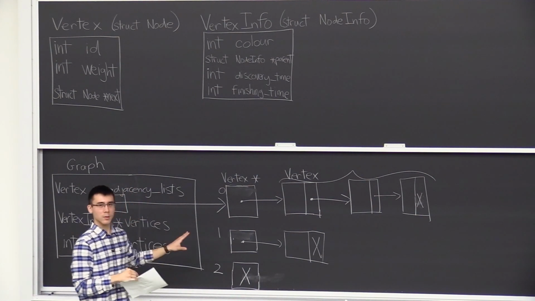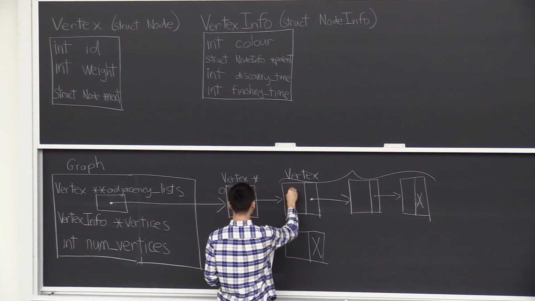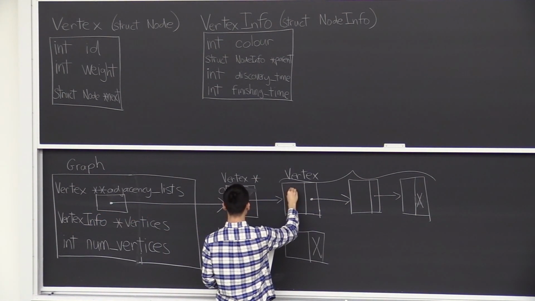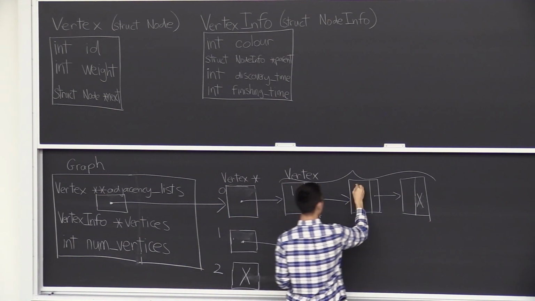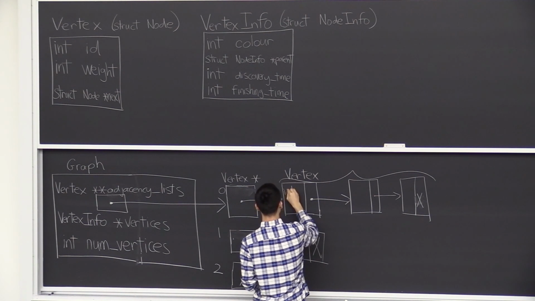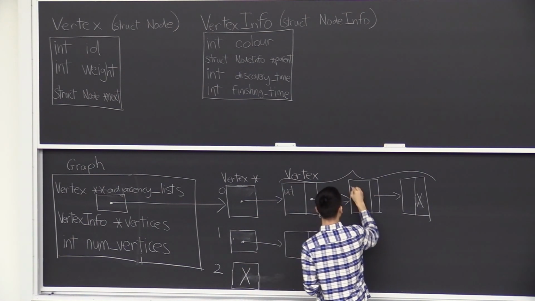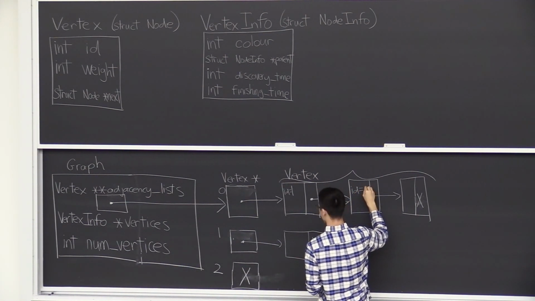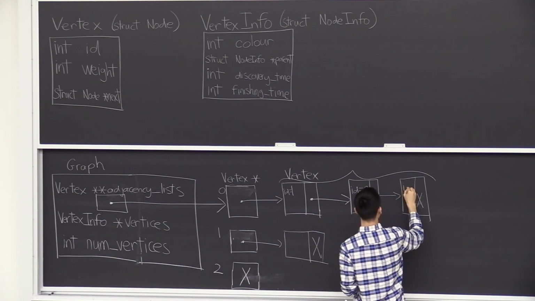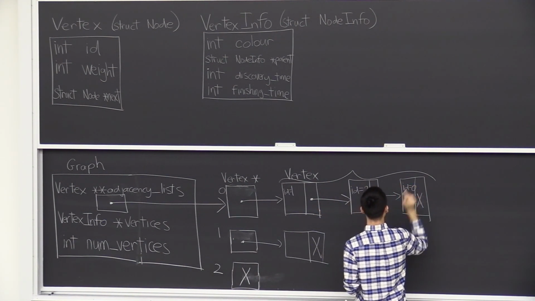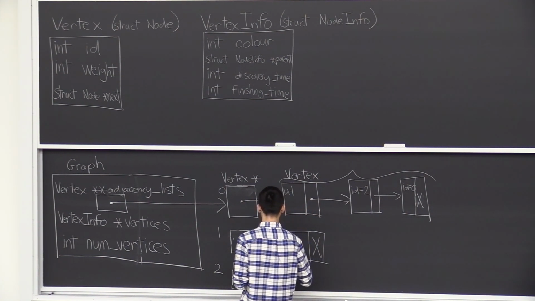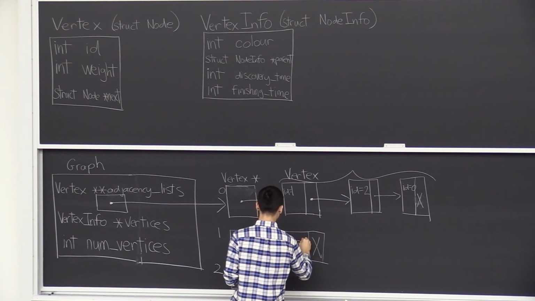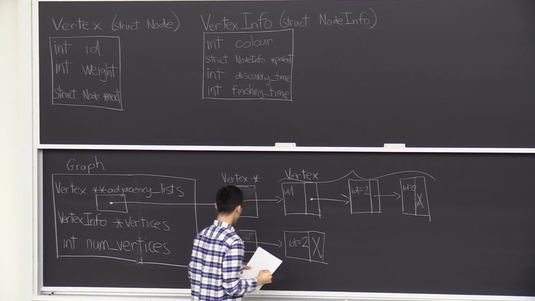Okay? So what will this look like? Well, let's say that this has an ID of 1. This has an ID of, let's say, 2. This has an ID of also 0. Let's say this guy has an ID of 2 over there.